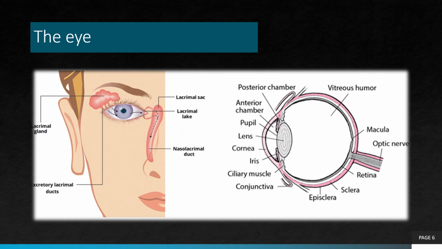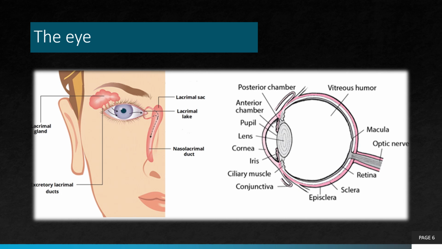showing various internal structures. The eye is divided into different chambers. The anterior chamber, located between the cornea and the iris, the posterior chamber found between the iris and the lens, and the vitreous humor, which fills the space between the lens and the retina at the back of the eye.